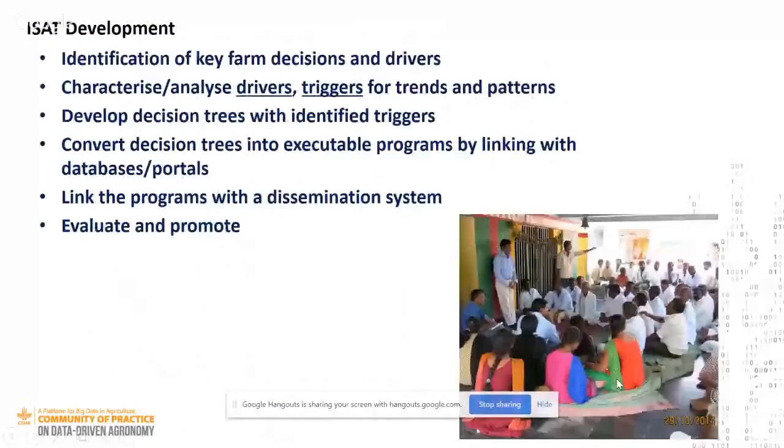Okay, so I just want to speak about another digital extension initiative that we have at ICRISAT. You just heard Srikanth speaking about Plantix, where the input to the app is a picture. This is another tool which ICRISAT developed collaboratively with Microsoft. It's called ISAT, which stands for Intelligent Systems Advisory Tool.